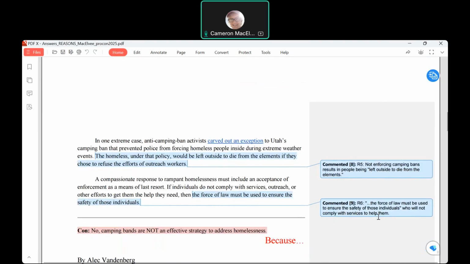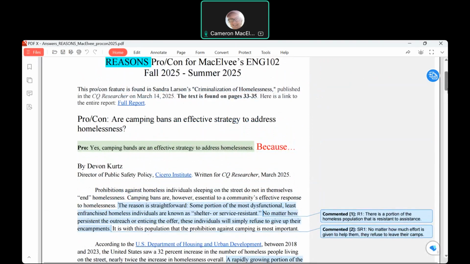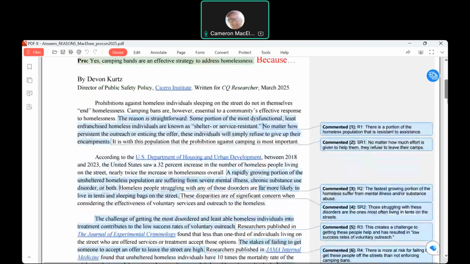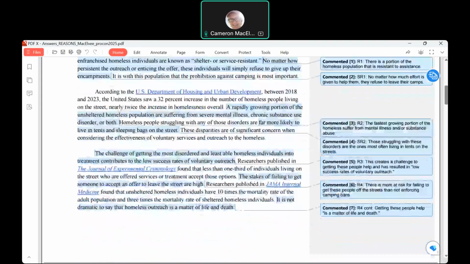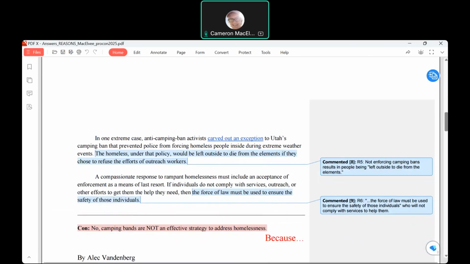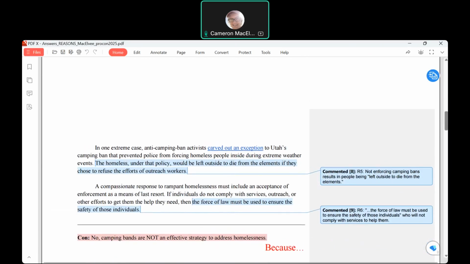And then finally, his sixth reason is the bans work because, and I just quoted here, the force of law must be used to ensure the safety of those individuals who will not comply. So that's why he thinks the bans are effective to addressing the homeless. So he has 6 reasons. Reasons 1 and 2 have supporting reasons, but other than that, just 6 reasons why he thinks the bans will work.